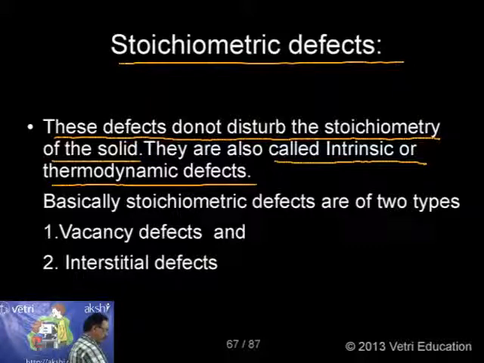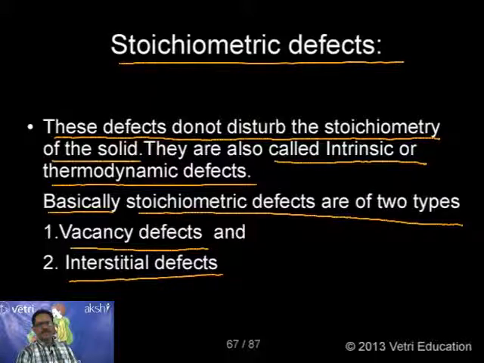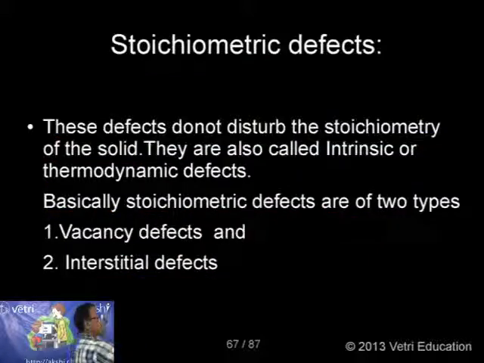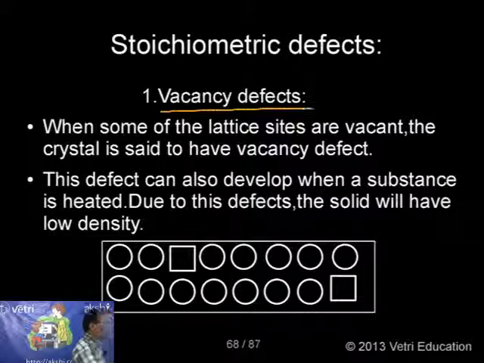Stoichiometric defects can be classified into two types, namely vacancy defect and interstitial defect. Under this stoichiometric defect, we again get two types: one is vacancy defect, another is interstitial defect. Let me go into detail. First, let me take vacancy defect.